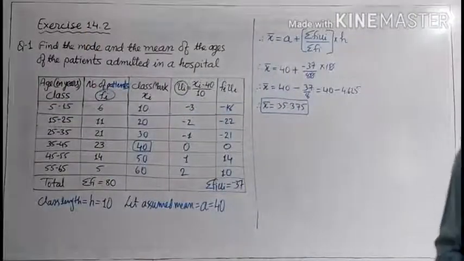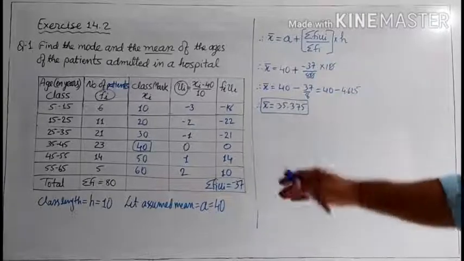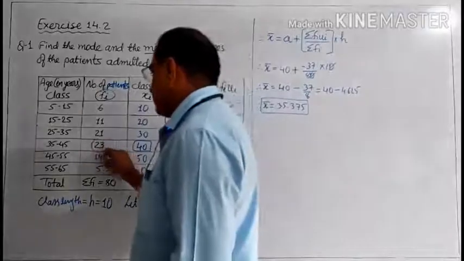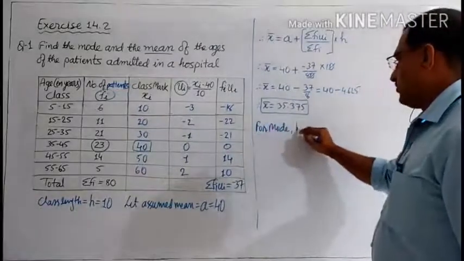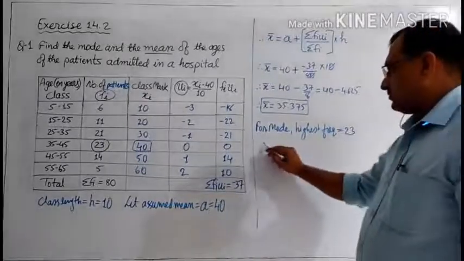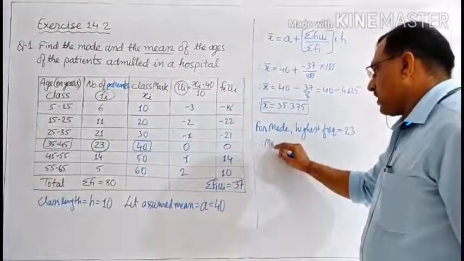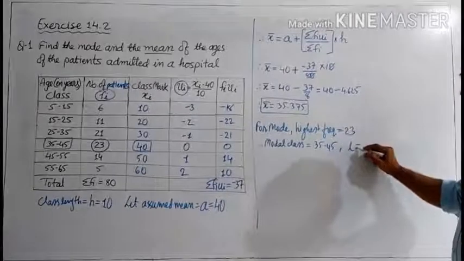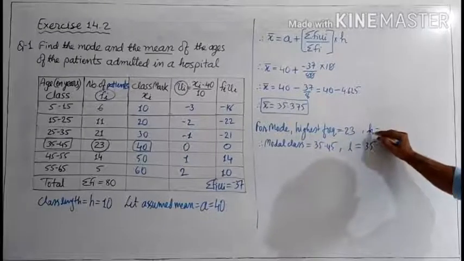Now we have to calculate the mode also. Here it is asked to calculate the mode. So for the mode, we need to go for only the modal class. We know the class and the patients data given. From this we will come to know that the highest frequency is 23. This frequency lies in this age group of the patients, and therefore the modal class is 35 to 45, and from this we get the lower limit, which is 35, and we know the width also is 10.